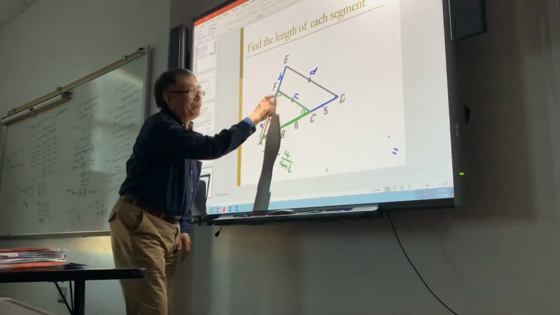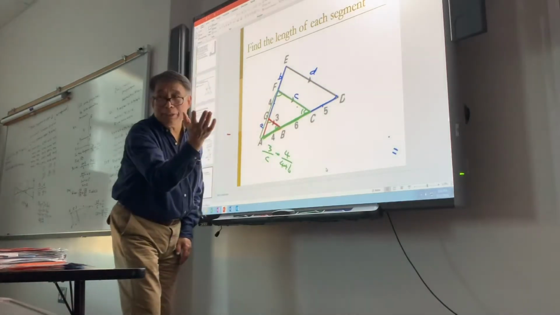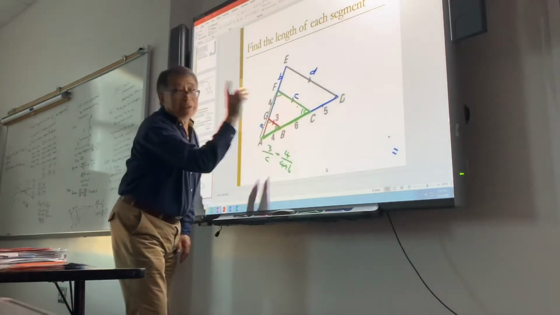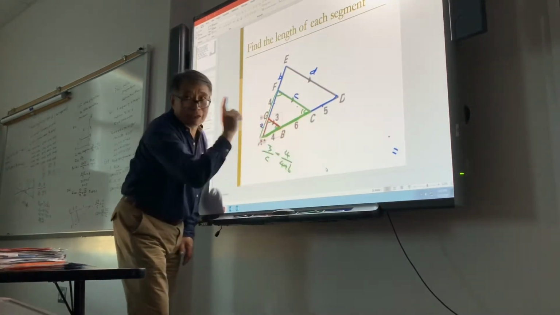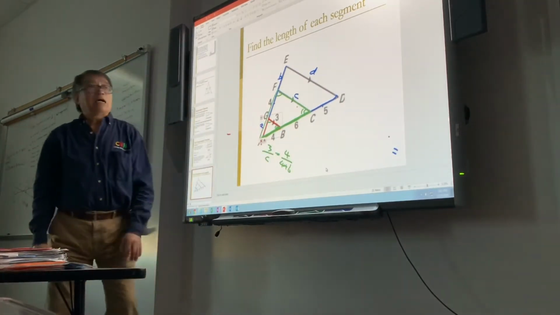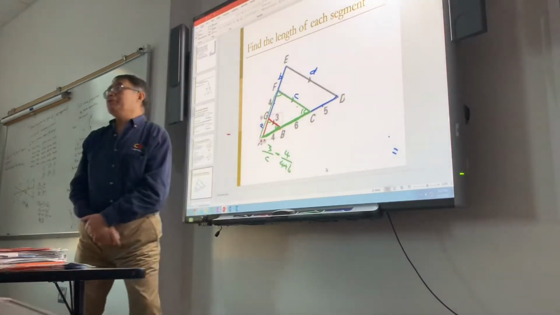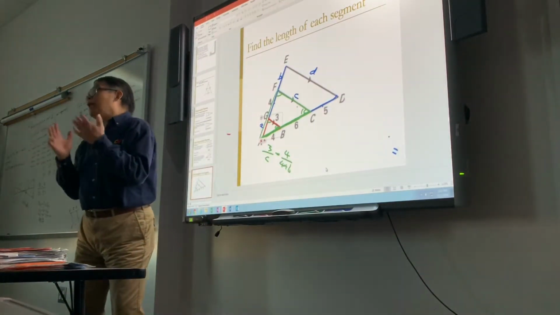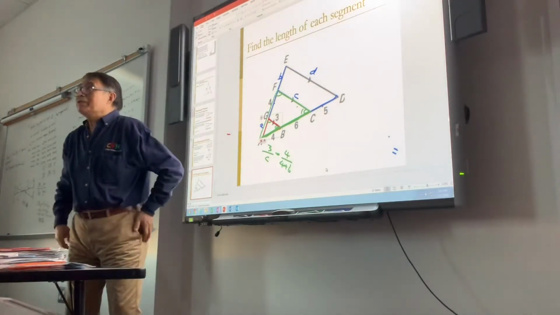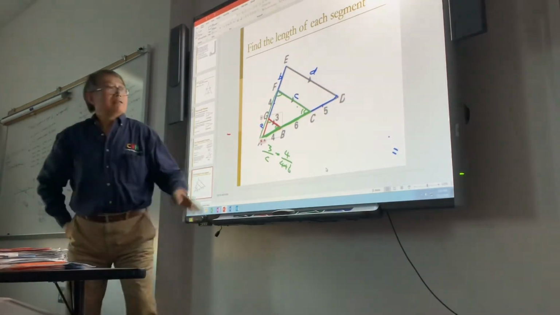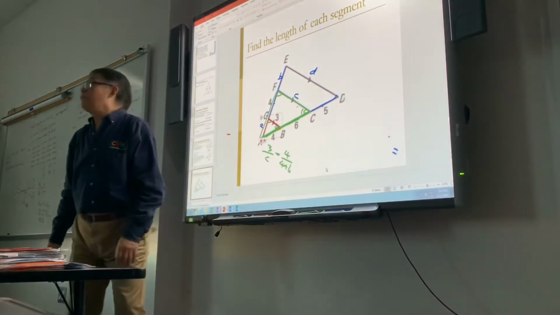Small triangle, bigger green triangle, they are similar. 3 over C equals 4 over 10, not 6. Now, who can find D for me? If you can find D, you understand me. You just sit there, no. No one? Okay. Who can set up the equation for D? Yes?